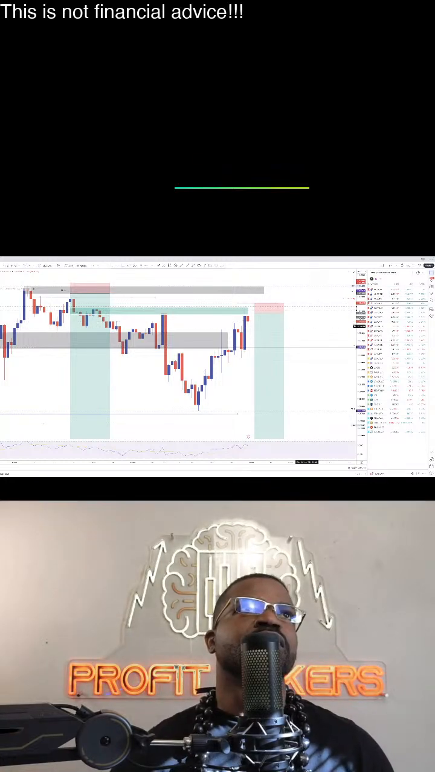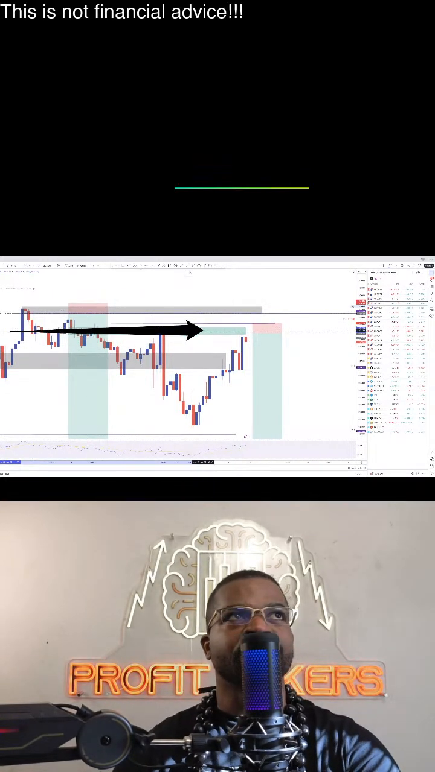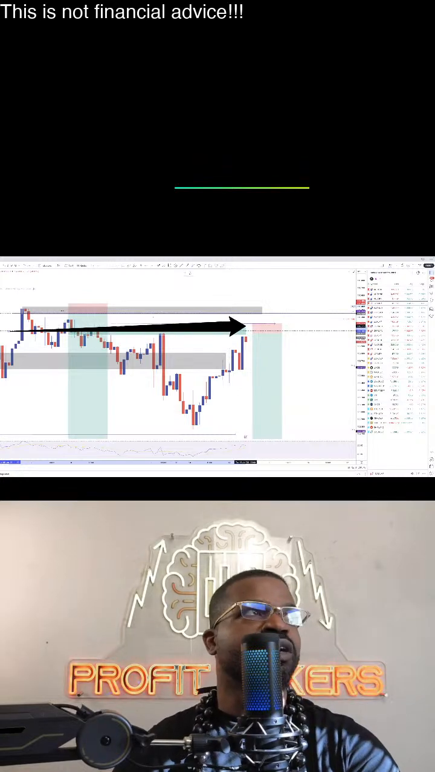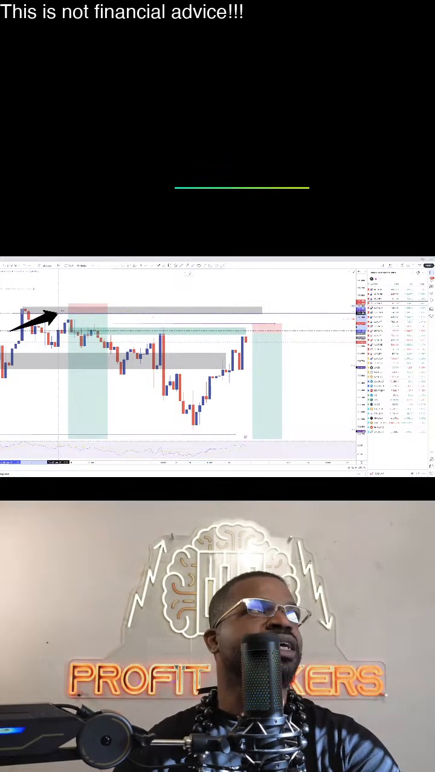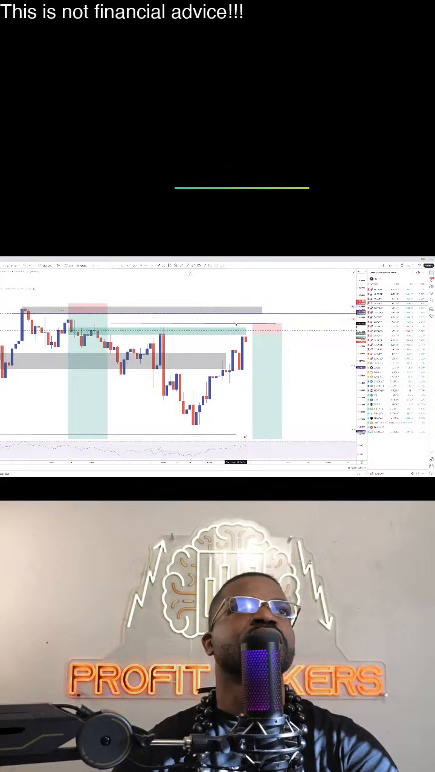So, in understanding that this is our major structural level of resistance right here, if we get a break above this, more than likely it's going to the highs or to give us a new high. A new high. Yes, sir.